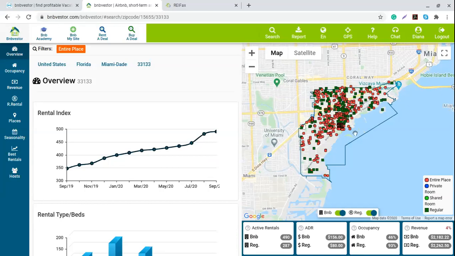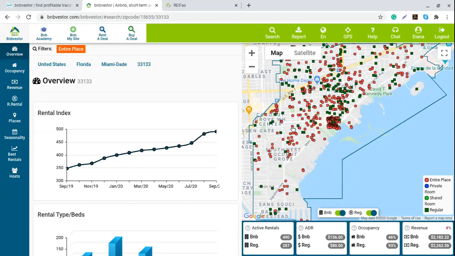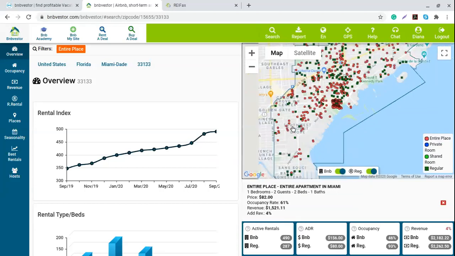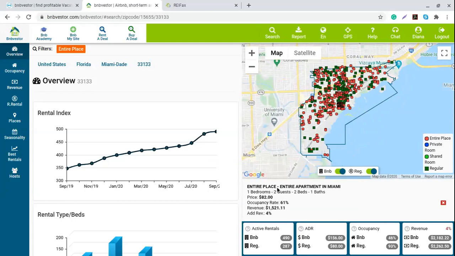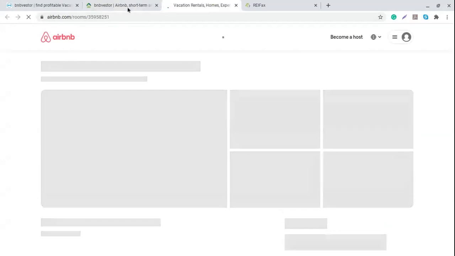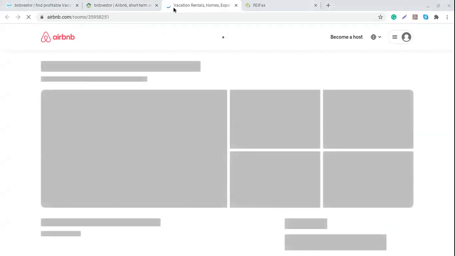So let's click, for example, on this property right here. I click on it and I can see that this is an entire apartment in Miami. This is the information of the listing. This is the amount of money that they are asking per day on average in reservation, okay? This is the occupancy rate for this property. It is not that good, but good based on the entire state. Sorry, let me go back. If you click on that little square, it will take you directly to Airbnb. Let me go back so I can show you.